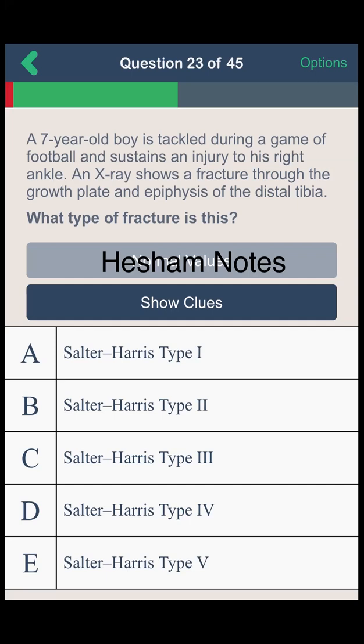Oh, okay. Then type 2 is the metaphysis. Type 3 is the epiphysis. Okay, so this is type 3. Okay, sir. Then type 2 below is the metaphysis, and type 3 is above, to the epiphysis. Then remember 3 with double E, it will be epiphysis. Okay.